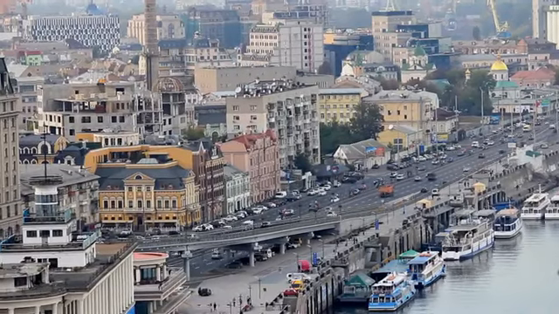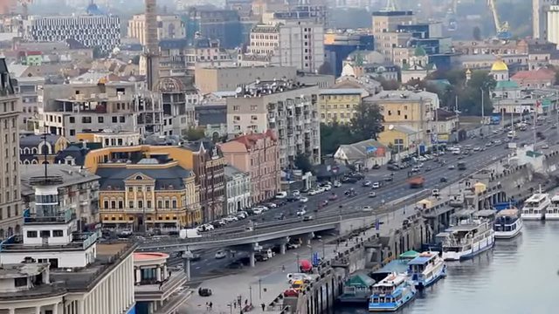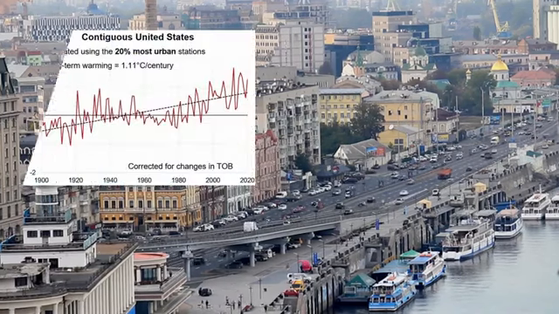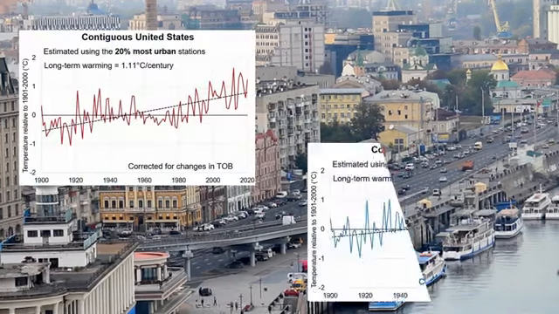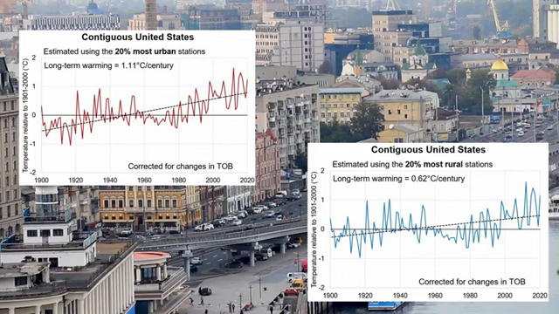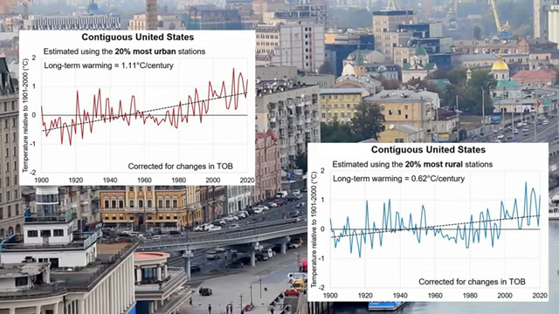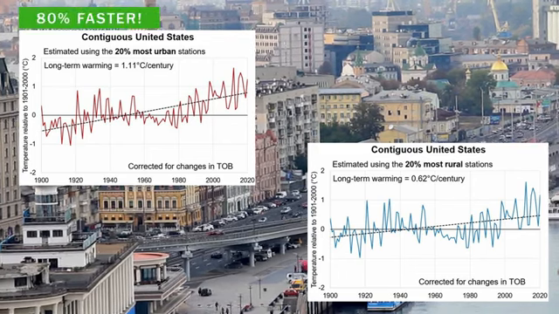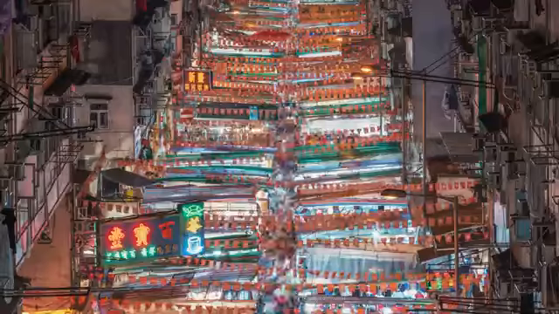The rise in urban population implies that a greater proportion of temperature data is derived from urban areas, which can influence global temperature assessments. For example, in this graph, we can compare the temperatures from the 20% most urban and 20% most rural weather stations in the United States. The data shows urban stations are warming 80% faster than the rural stations, at least in the United States.